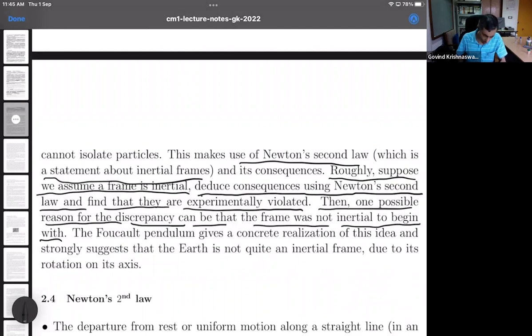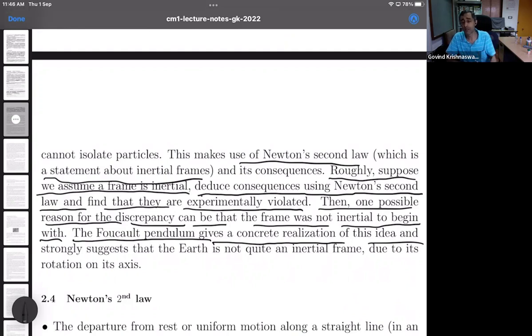There is a concrete realization of this. This is called the Foucault pendulum. It is a pendulum with a heavy bob and a very long string attached to it, hung from the ceiling of the Pantheon in Paris. By studying the Foucault pendulum and applying Newton's second law to it, one concludes that the plane of oscillation of this pendulum should be fixed. But what is found is that the plane of oscillation actually rotates. Then you infer that the assumption that Earth was an inertial frame is wrong, and the rotation of the Earth is causing this discrepancy.